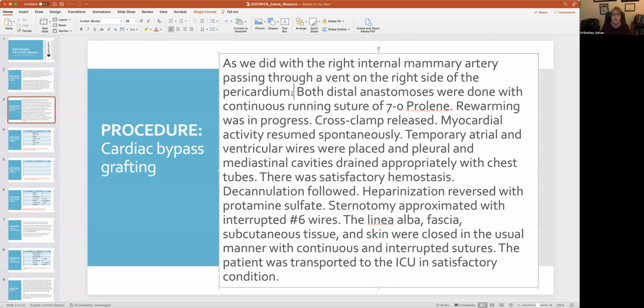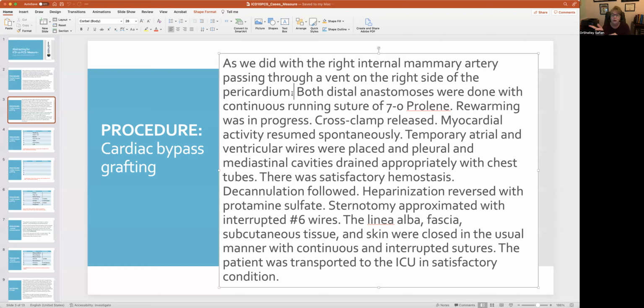Temporary atrial and ventricular wires were placed and pleural and mediastinal cavities drained appropriately with chest tubes. There was satisfactory hemostasis. Again, hemostasis. Hemo, blood, stasis, activity. So we're all put together back. Everything is fit back together again. Decannulation followed. So now they took out the cannula.